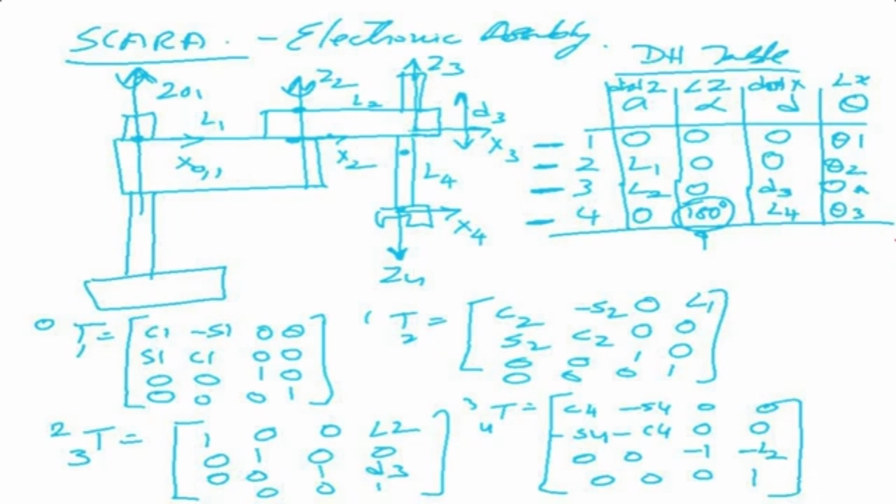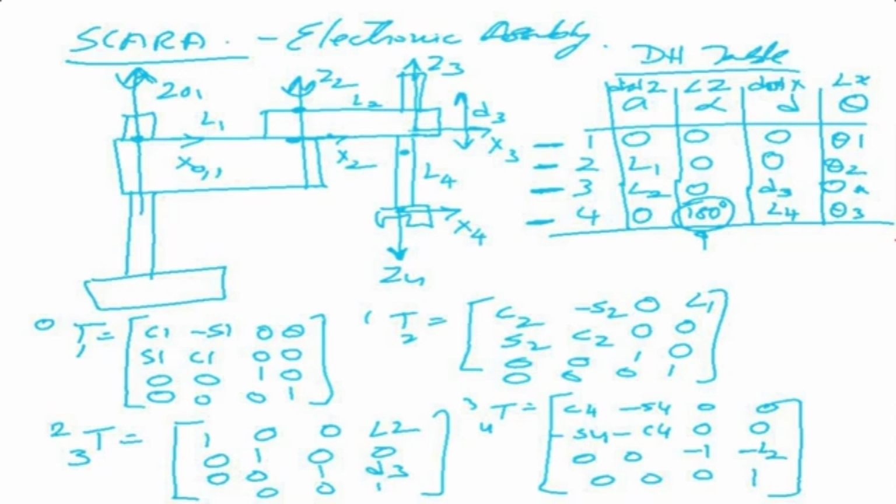Now we're trying to write our DH parameter table. Let's start off by looking at the first axis, the 0 and 1 frame. What is the variable? When the first joint rotates, what changes is the angle theta 1.